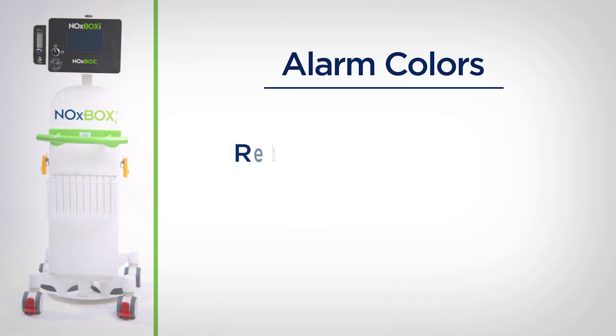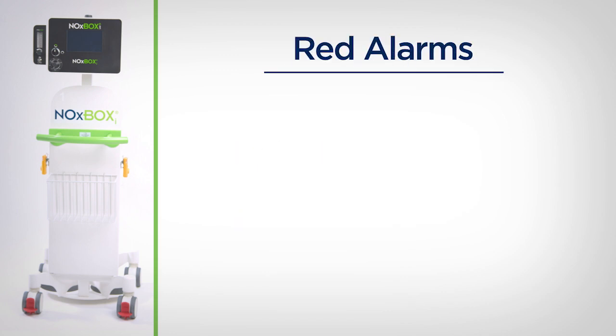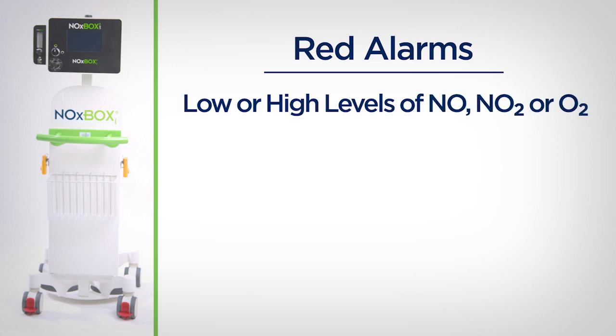There are 2 alarm colors, red and amber. Red indicates a high priority alarm for low or high levels of nitric oxide, nitrogen dioxide, or oxygen, when the monitored gas levels are lower or higher than the alarm set points. Nitric oxide supply critical, when the cylinder of nitric oxide is connected and the content is running critically low, or 2 cylinders are connected and the content in both is running critically low.